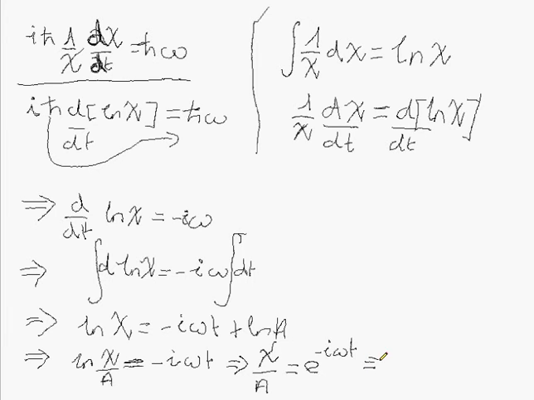Which we can rewrite by multiplying both sides by a, as chi is just a e to the minus i omega t. Okay, so this is our solution for chi.